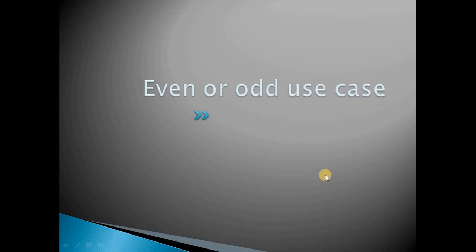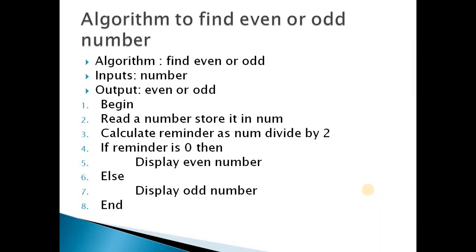The even or odd use case. An algorithm is a step-by-step process to solve any problem. Let us see the algorithm to find even or odd for a given number. This algorithm takes a number as input and is expected to give the output as either even or odd. Begin. The steps are: first read the number and store it in num, calculate the remainder by dividing the number by 2 and check whether the remainder is 0, then display the given number is an even number. Otherwise, display the given number is an odd number. End.